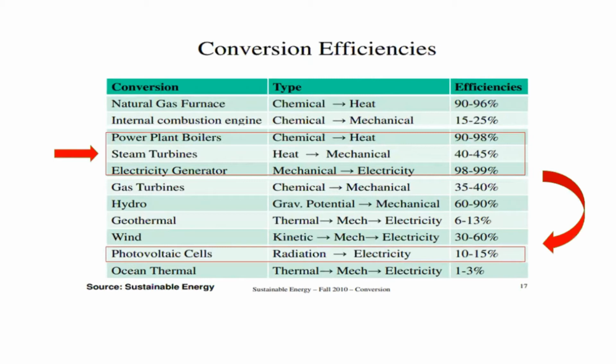Let's see the way solar energy is transferred to other forms. We use the cell to transfer the radiation into electricity, but the efficiency is only 10 to 15%, while the traditional sources are more productive, from 90 to 99%. So how can we use solar energy more effectively?